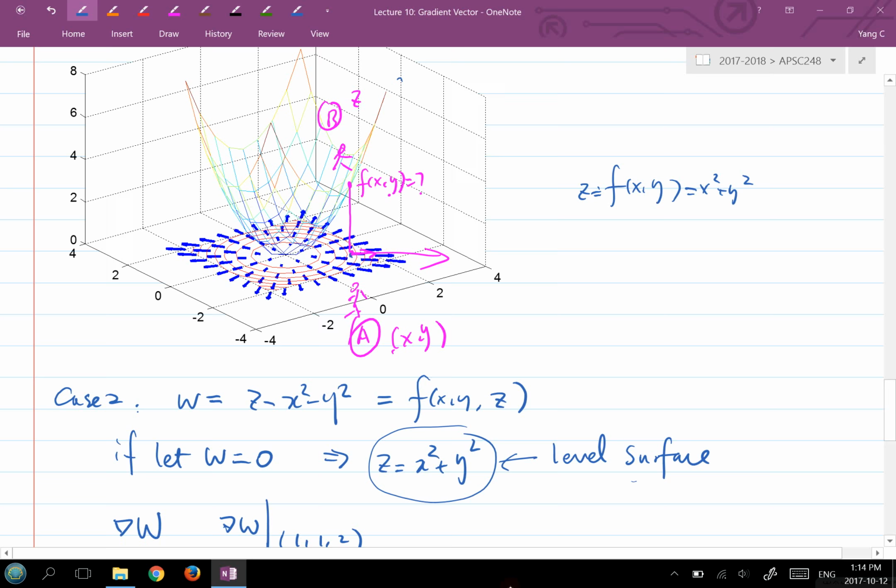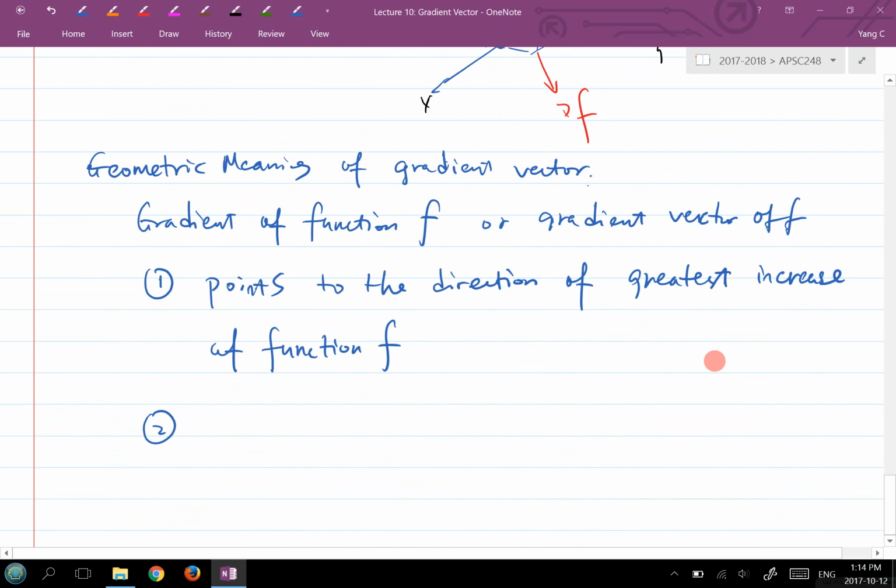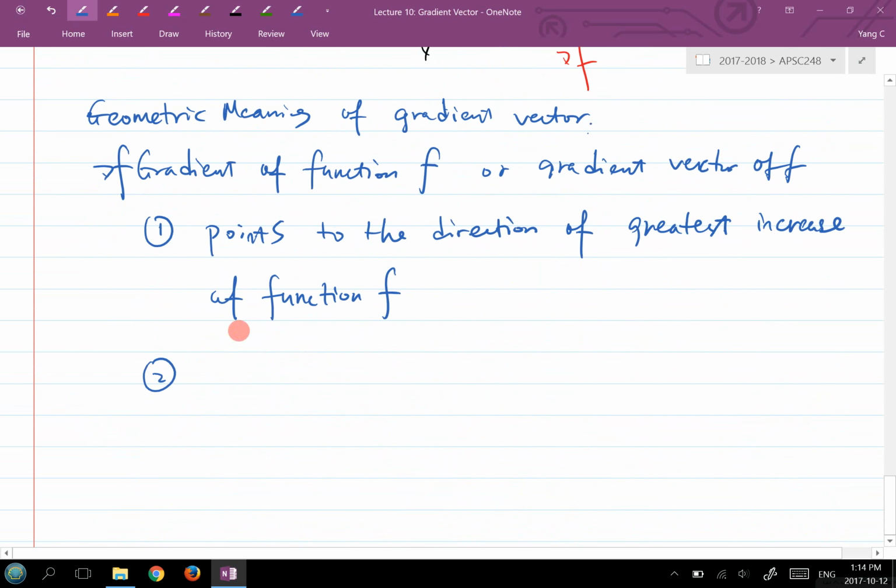Let me ask a very simple question. If del f gives you the direction of the greatest increase for the function f, then what does negative del f give you? The greatest what? Decrease. Yes. Good. So let's come back to point one later.